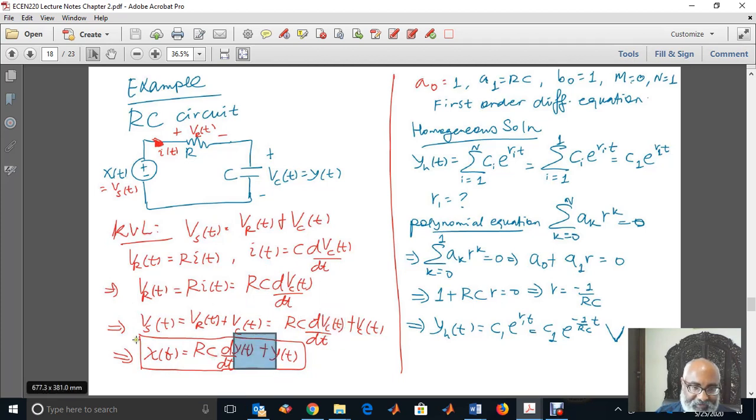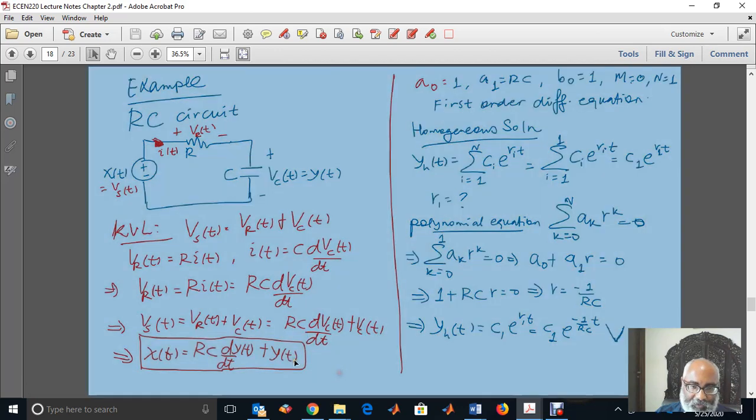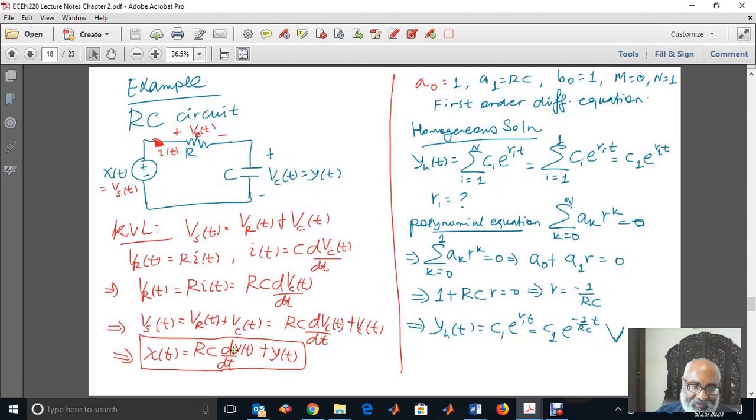So I have this differential equation. Now when you see this differential equation, what's the order? It's very clear, it's first order, because the maximum derivative I have in this equation is the first derivative. Okay, I do not have a second derivative.